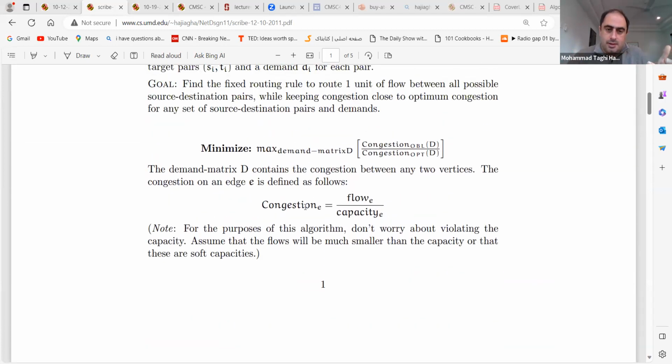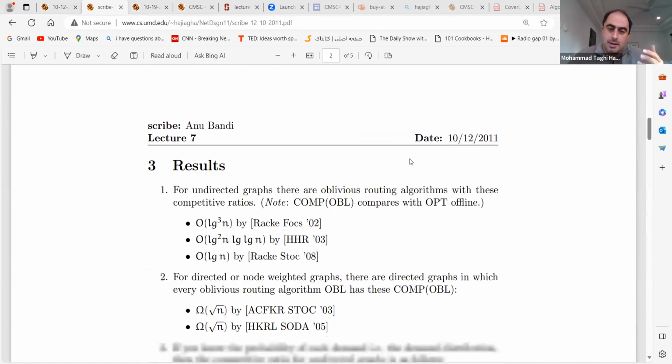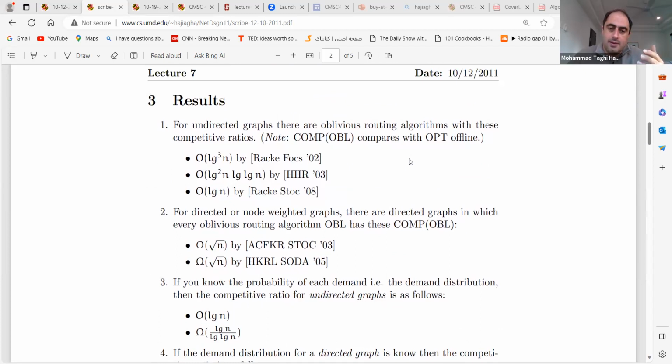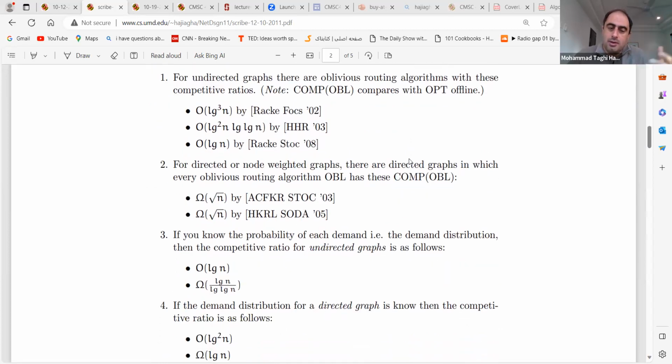Again, this is the congestion of an edge. We want to find some kind of oblivious routing such that, over all demand matrices D, the congestion of the oblivious routing compared to the congestion of OPT for that instance are comparable. And here is what we have: order log n, we can actually get it.